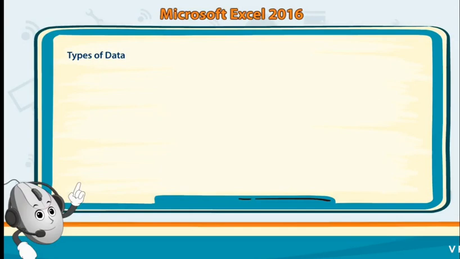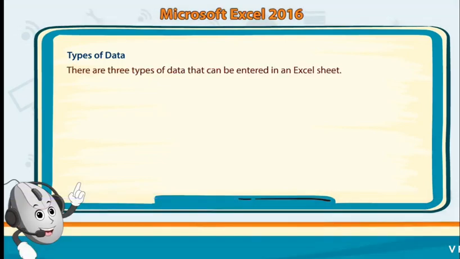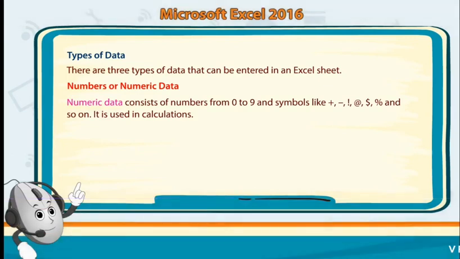Okay, next is types of data. How many types of data? There are three types of data which can be entered in the Excel sheet. First one, you have numbers or numeric data. When you enter the data in the form of 1 2 3 4 5 up to the last, that is called numeric data, meaning numbers data. It is used for calculations.